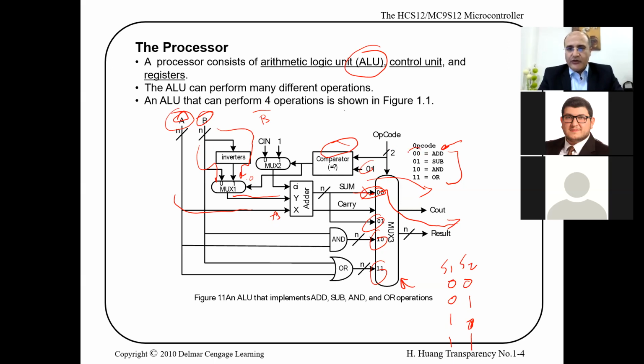Okay, our opcode is 0 0. Does it match 0 1? No. So you get a 0 here. A 0 will cause B to pass through this multiplexer. And if there is a carry in from a previous stage, it's added to this full adder.